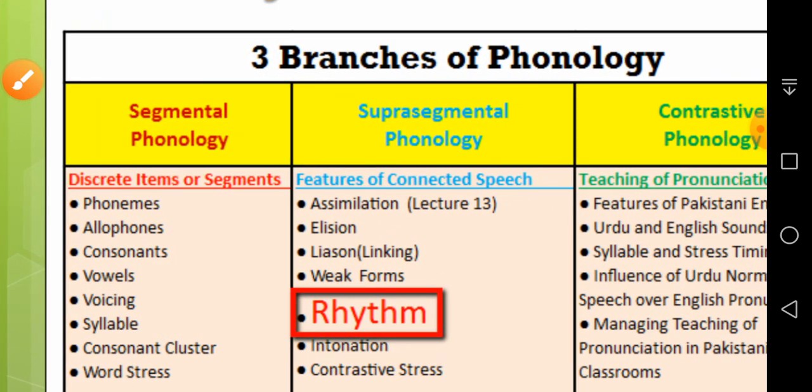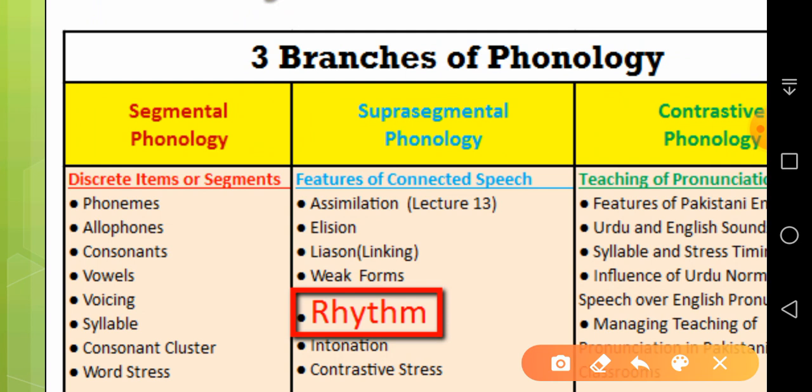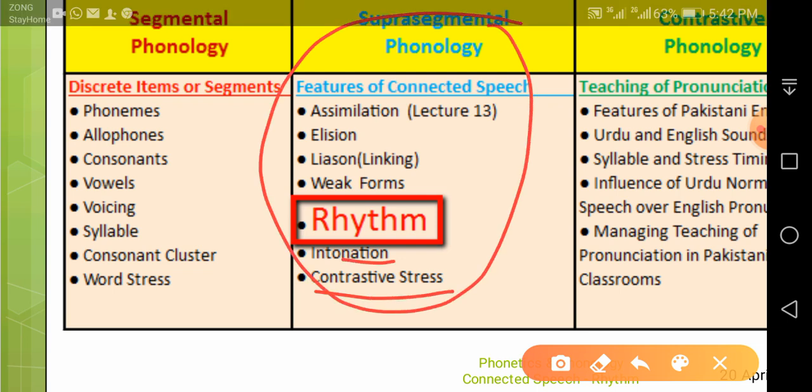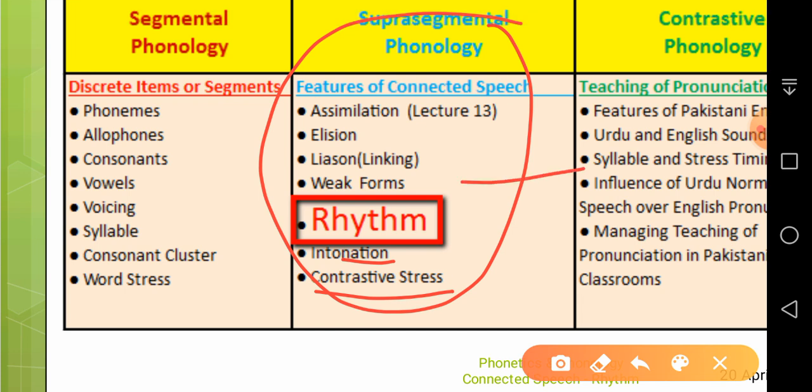Let me magnify. In suprasegmental phonology, which is also known as connected speech, that is when we put words together into a stream of speech, words change their behavior from segments when they move into suprasegments. Up till now I have discussed assimilation, elision, liaison, and weak forms. Today's topic is rhythm. In the next lecture, I'll talk about either contrastive stress or intonation, and this way suprasegmental phonology will be covered. And then we will move into contrastive phonology, known as teaching of pronunciation.